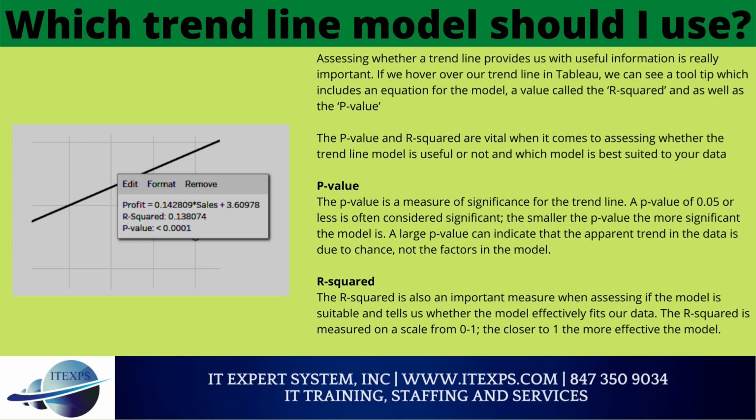R-squared. The R-squared is also an important measure when assessing if the model is suitable and tells us whether the model effectively fits our data. The R-squared is measured on a scale from 0 to 1. The closer to 1, the more effective the model.